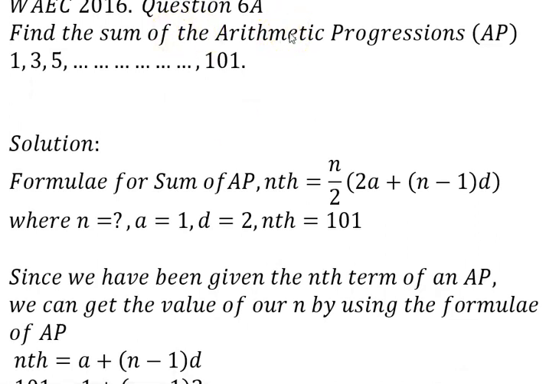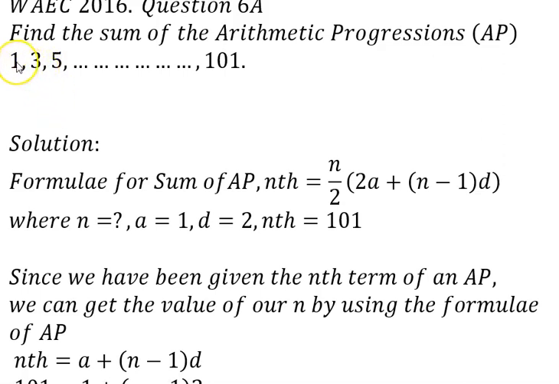AP. Now, looking at this progression that we have here, our first term is 1. Look at this series. We have 1, 3, 5. By implication, you know that our common difference here will be 2, because we say 3 minus 1 will give us 2, 5 minus 3 will give us 2. So our common difference is automatically what? 2.